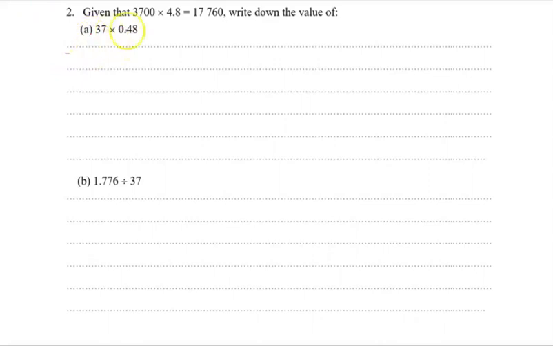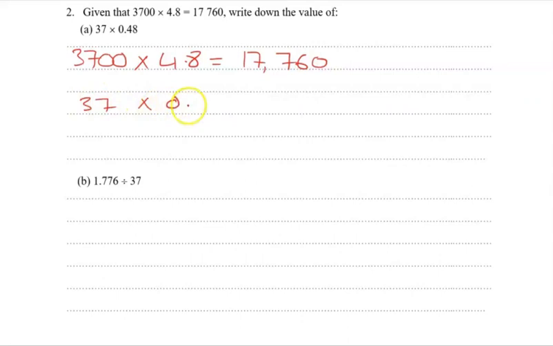So whenever you do these questions, you have to start with the original. So we're going to write down 3,700 multiplied by 4.8 equals 17,760. And then we have 37 multiplied by 0.48. And what does that equal to? Now, how do you go from 3,700 to 37? You divide it by 100. So we're going to do divide by 100 here.